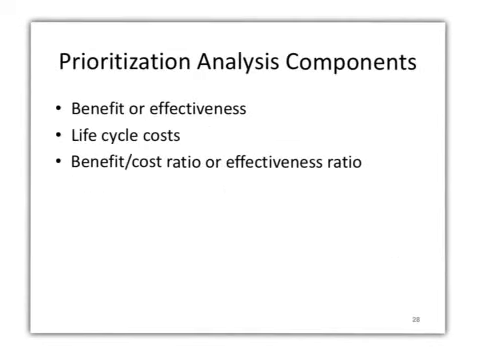Another aspect that we need to talk about here is the prioritization analysis components. So the very first component is the benefit or effectiveness of each one of these treatments. The second is you need to know what's the life cycle cost for each one of the treatments. And therefore the third, which will be really an answer based on knowing the benefit and the cost, is the benefit to cost ratio or effectiveness ratio. Once you have this ratio, the benefit to cost ratio, then you will be able to fairly compare 2 or 3 treatments and pick the best one.